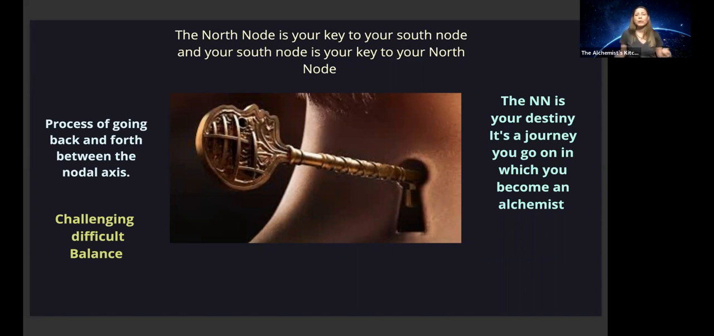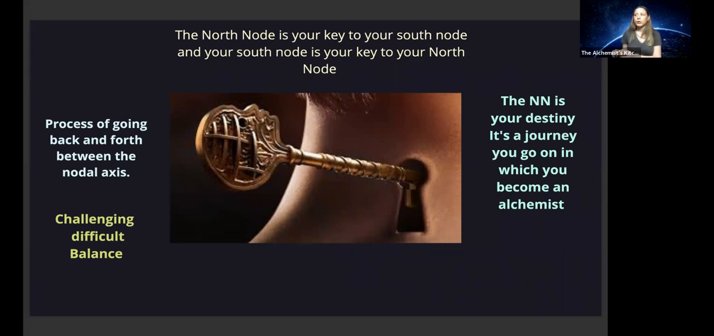And if you don't know what the North Nodes and South Nodes are, if you don't know anything about astrology, then you can categorize it or define it as something else. But if you know that, then you sort of understand the process that you're going through. So the North Node is your destiny. It's your journey you go on, in which you become an alchemist. That's where you realize that you can come back to your South Node and you can turn that coin, that nodal axis, from metal into gold, because the north node is where you have your breakthrough.